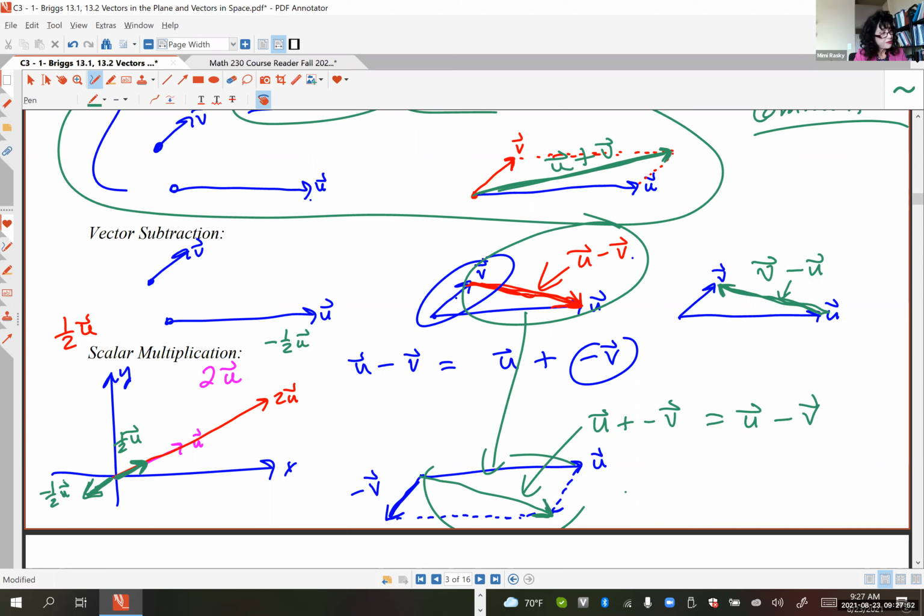And that is a nice visual on adding, subtracting, and scalar multiplication. How are we doing?